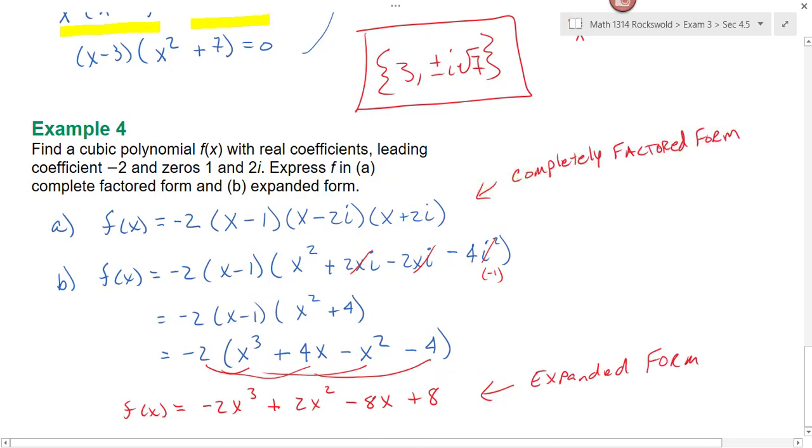You need to pay attention to the instructions when you do your homework and see if they want you to write your answer in the completely factored form or the expanded form. If you can get the completely factored form, all you got to do is multiply and combine like terms to get the expanded form. This wraps up section 4.5.